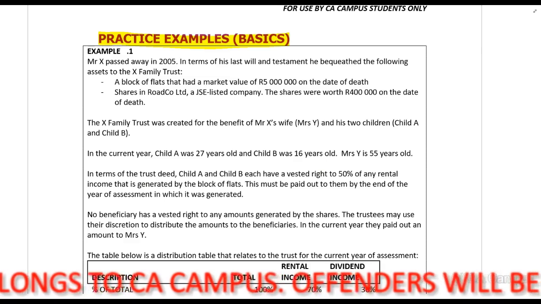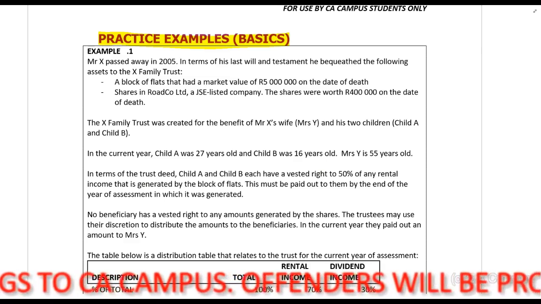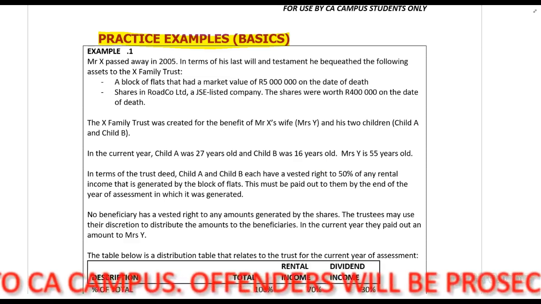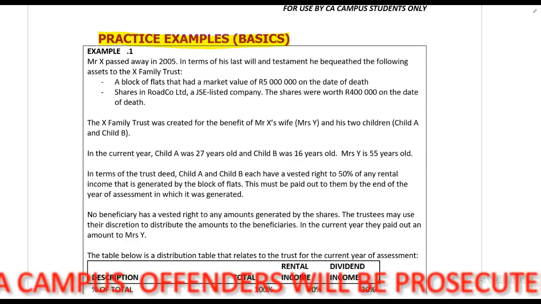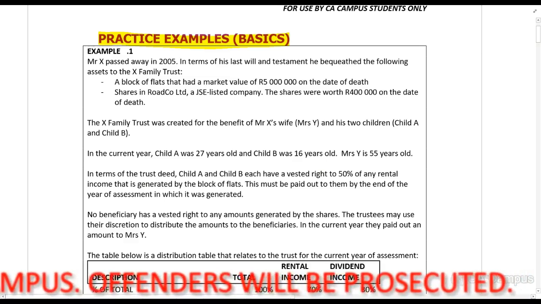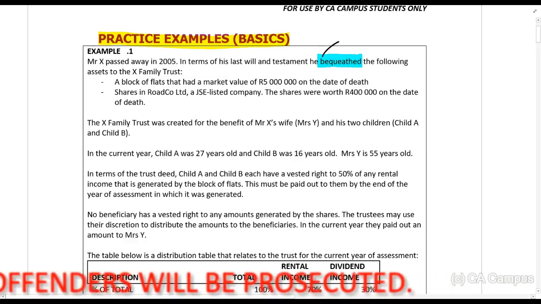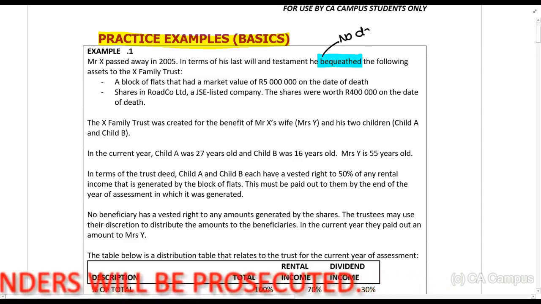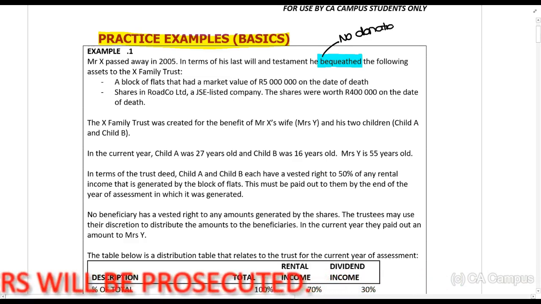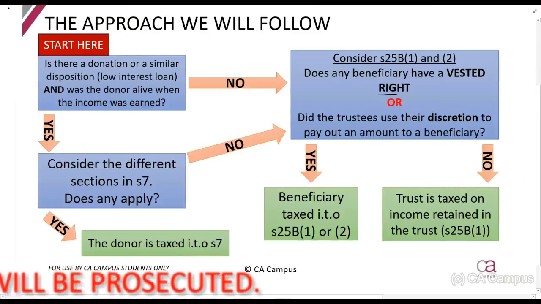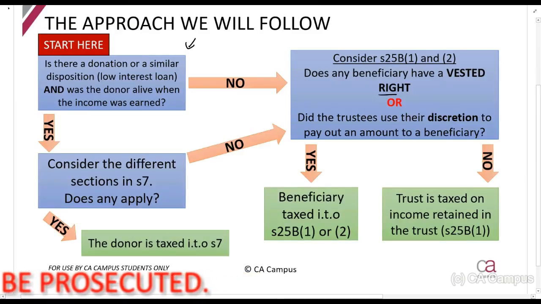Right, so Mr. X passed away in 2005. In terms of his last will and testament, he bequeathed the following assets to the family trust. Bequeathed means you left it in terms of the will. So I want you to understand that this means there was no donation. So that's important. If you think back to our approach, was there a donation and is the donor alive? No. So we are looking at section 25B.